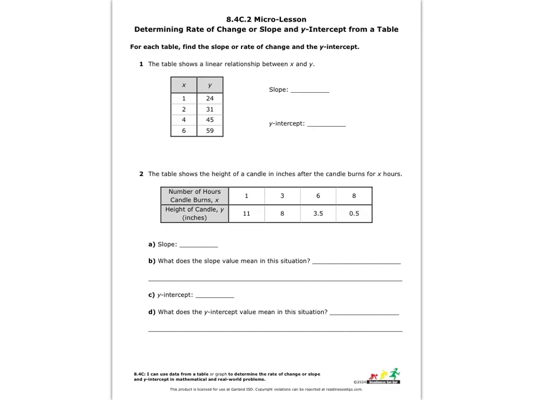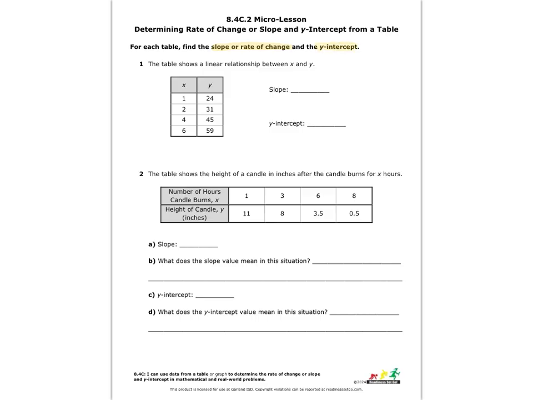Determining rate of change or slope and y-intercept from a table. For each table, find the slope or rate of change and the y-intercept. All right, let's highlight our vocabulary here. We are trying to find the slope or rate of change. Remember, slope is just your rate of change on a graph. And we are also trying to find the y-intercept.